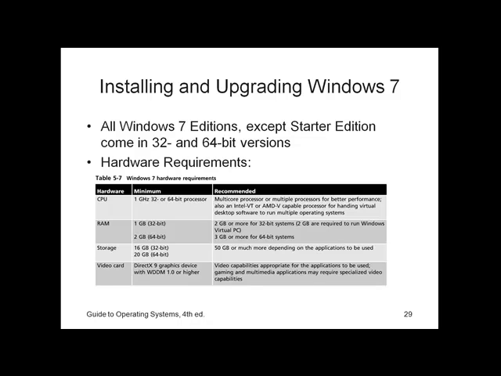Also, an Intel VT or an AMD-V capable processor for handling virtual desktop software to run multiple operating systems is recommended. Now, for RAM, 1 GB for 32-bit, and 2 gigabytes for the 64-bit are the minimum you can get by with. Once again, I would suggest 4 gigabytes on either system would be sufficient.